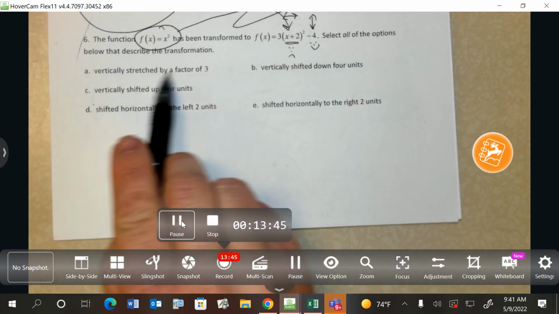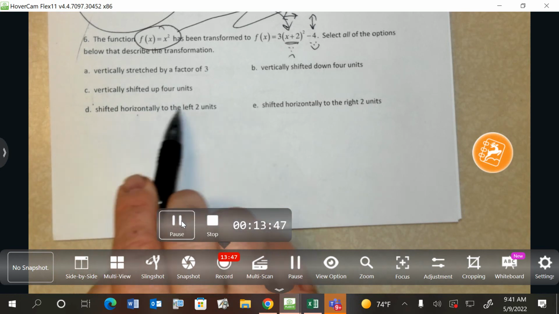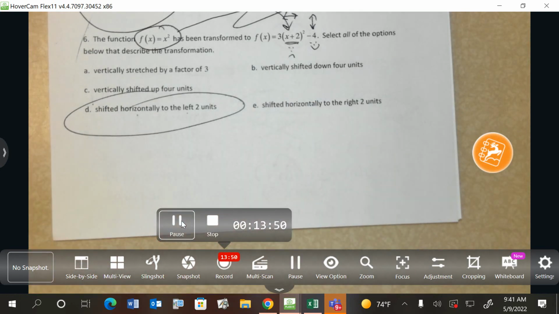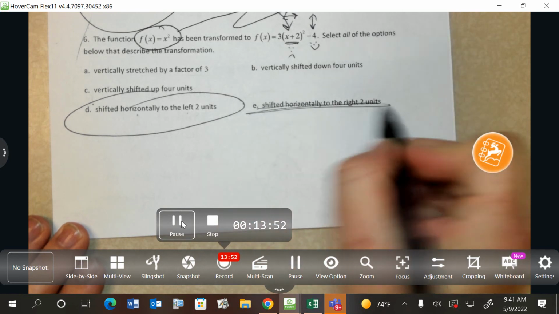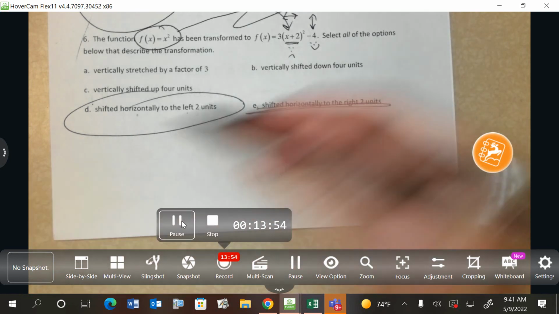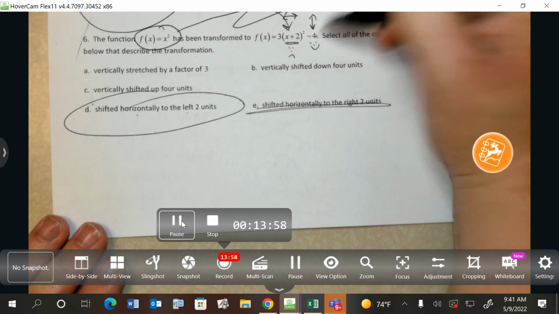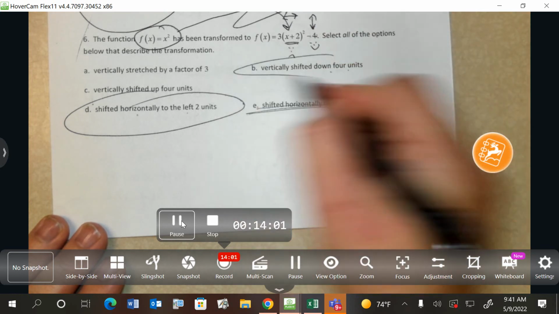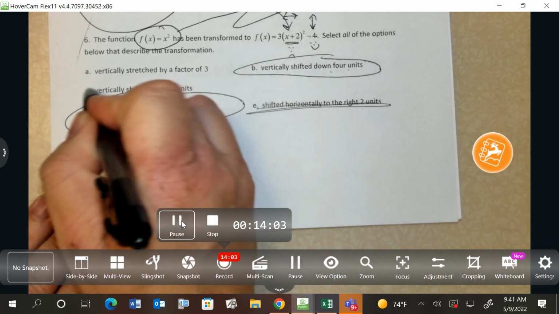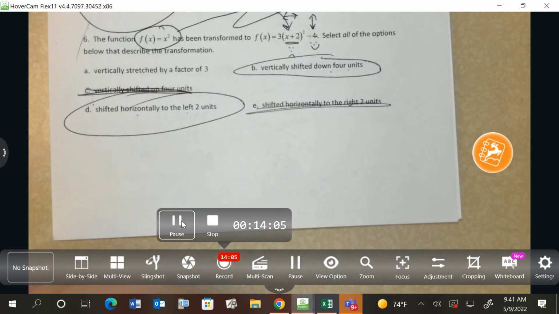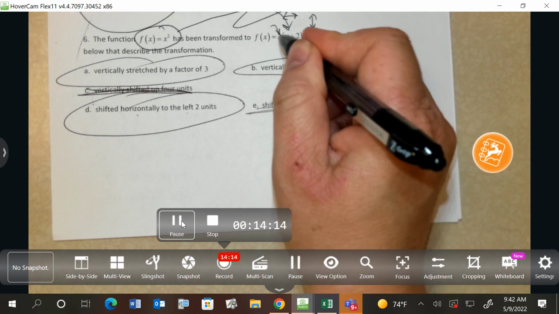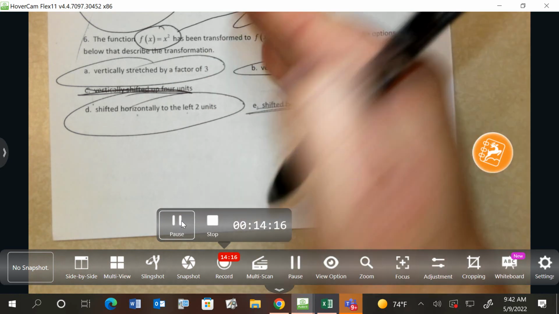So you're going to go to the left 2. So find the one that says go left 2. Horizontally shift left 2. Circle that. And I'm going to cross out right 2 because I don't want to confuse myself. The back number tells the truth. So we're going to go down 4. So down 4, circle it. And I'm going to cross out the one that says up 4. And remember the number in front, if it's greater than 1, we say a stretch. So vertically stretched by a factor of 3. If there would have been a negative sign there, remember it would also reflect across the x-axis.